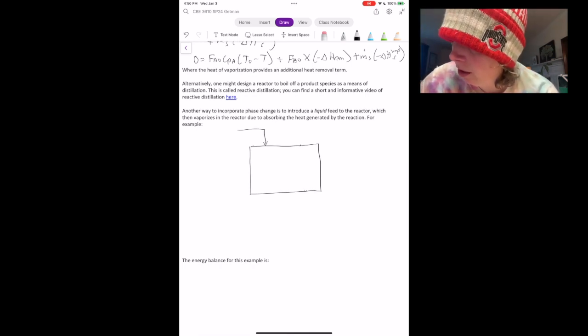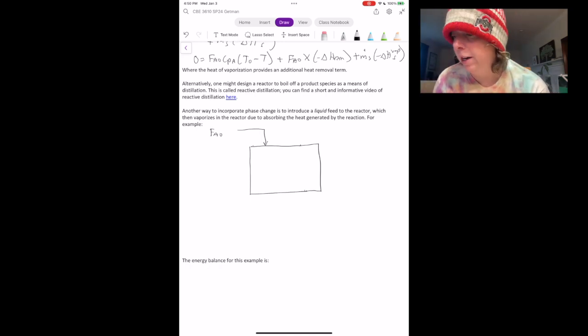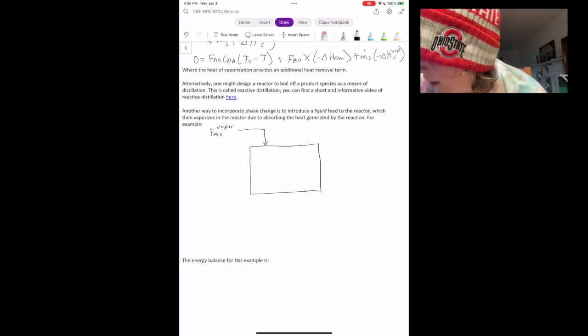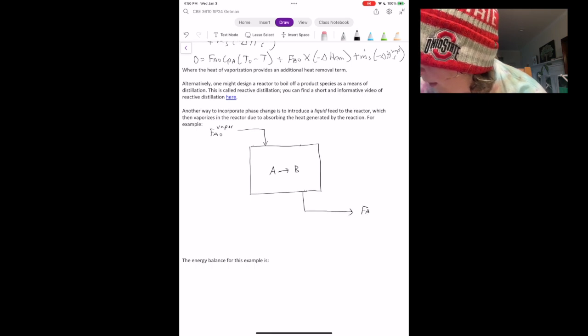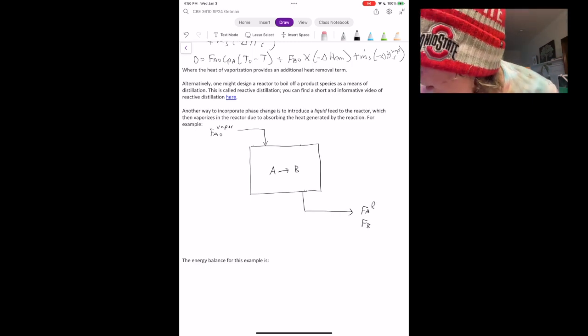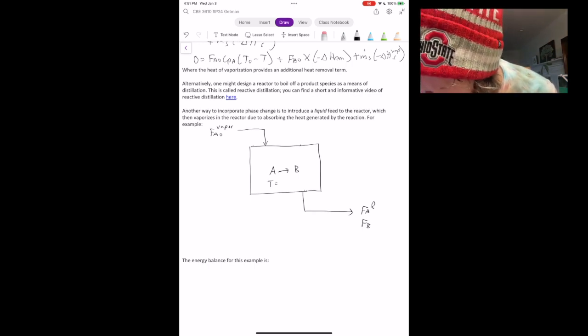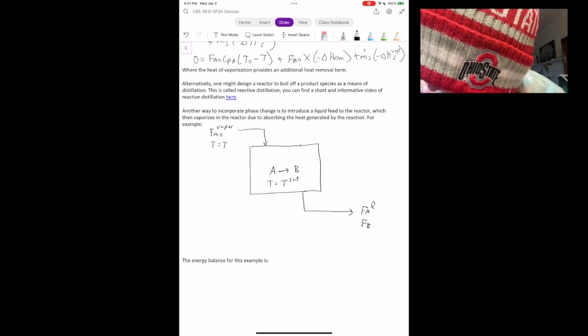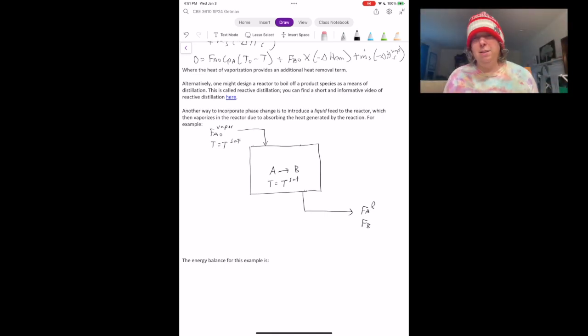Coming into the reactor, you have, we'll just do a simple reaction, FA naught, and let's say that FA naught is a vapor. And then inside the reactor you have A goes to B. Coming out you have FA, FB, but let's say that FA is a liquid. B is probably a liquid too. And let's say that, for the sake of simplicity, the temperature of the reactor is the saturation temperature, and the temperature coming in is the saturation temperature. That way we don't need to deal with sensible heat changes, although if we did, we know how to do that.